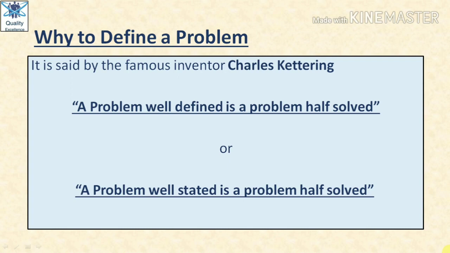A famous inventor, Charles Kettering, said that a problem well defined is a problem half solved. If you define a problem very well, it means you have half solved the problem. And if you are not able to define a problem, not able to understand the problem, it will be difficult to solve the problem.